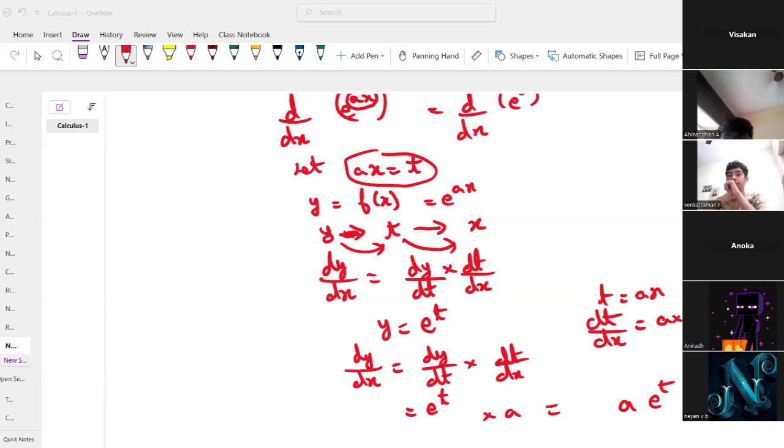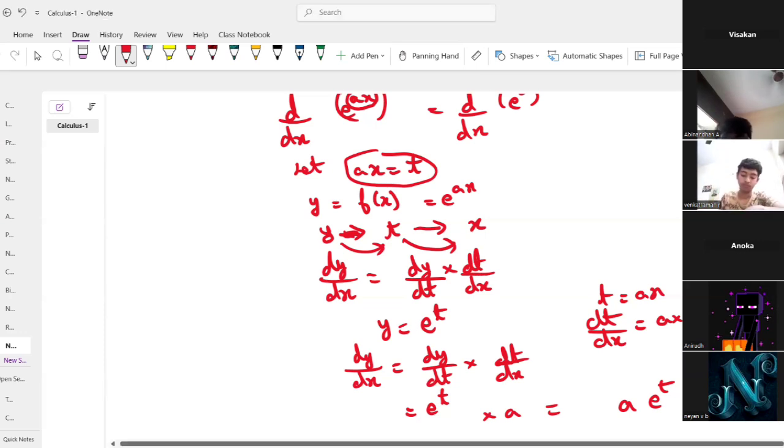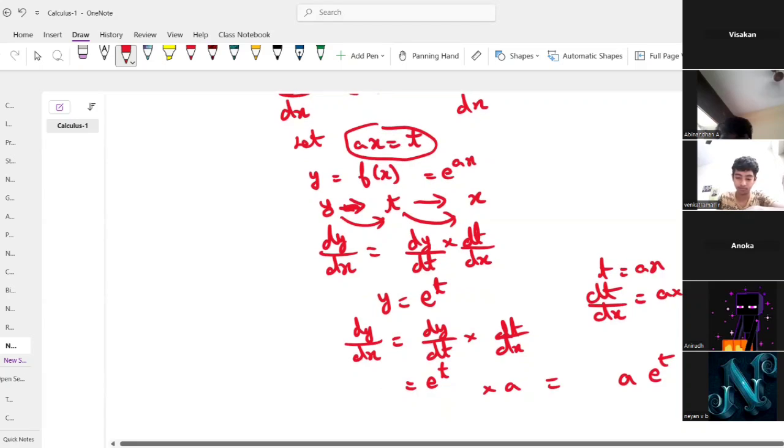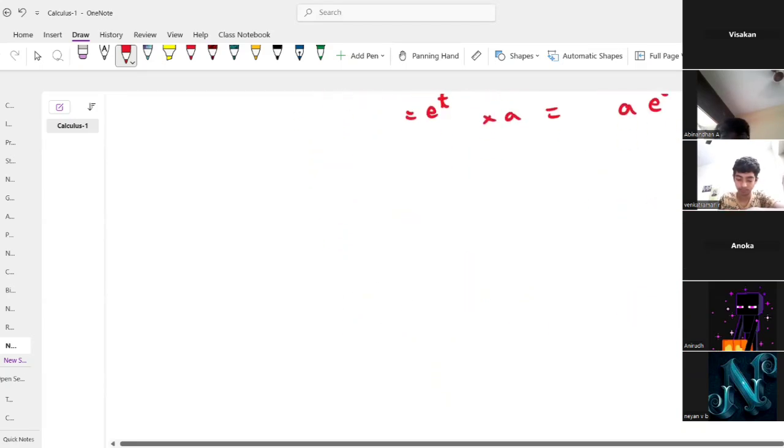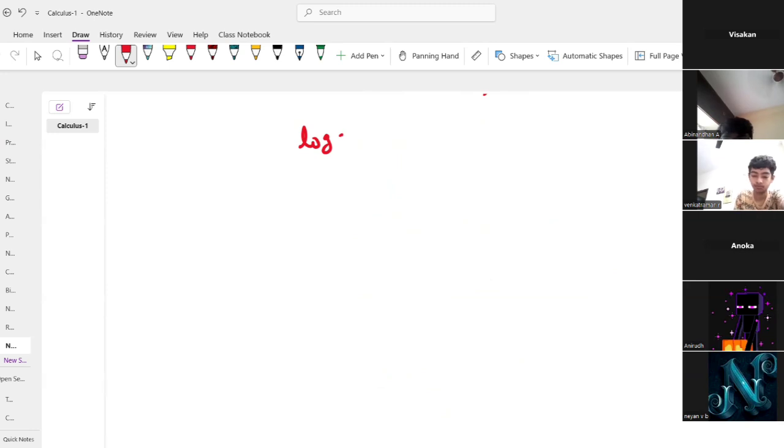Understood, Vishaka? Yes, sir. Sir, also there are properties like differentiation of log x equal to 1 by x and those things. How does one apply it in chain rule? So what do you want to do with respect to differentiation of log of 1 plus x? Log x directly is a simple function, correct?